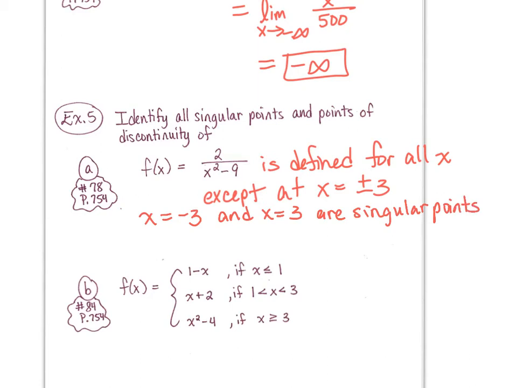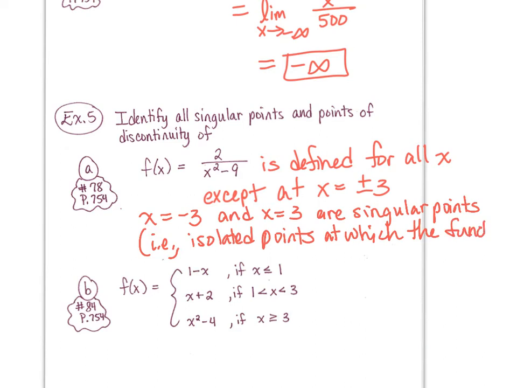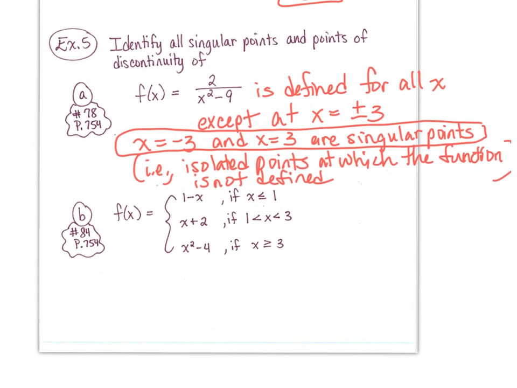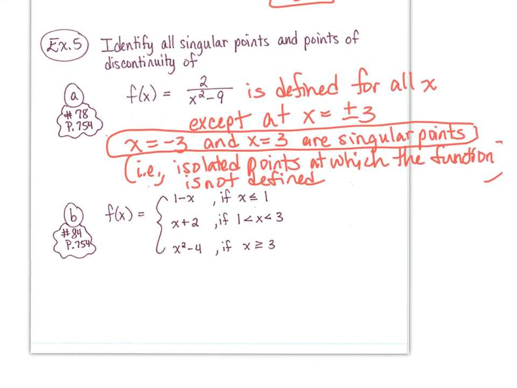Okay? So notice that that just means they're isolated points at which the function is not defined. Okay, so those are our singular points. So that's our answer here. Okay, and now in the last example, you'll see ideas like this again. So make sure you review this and do the homework problems from this section.